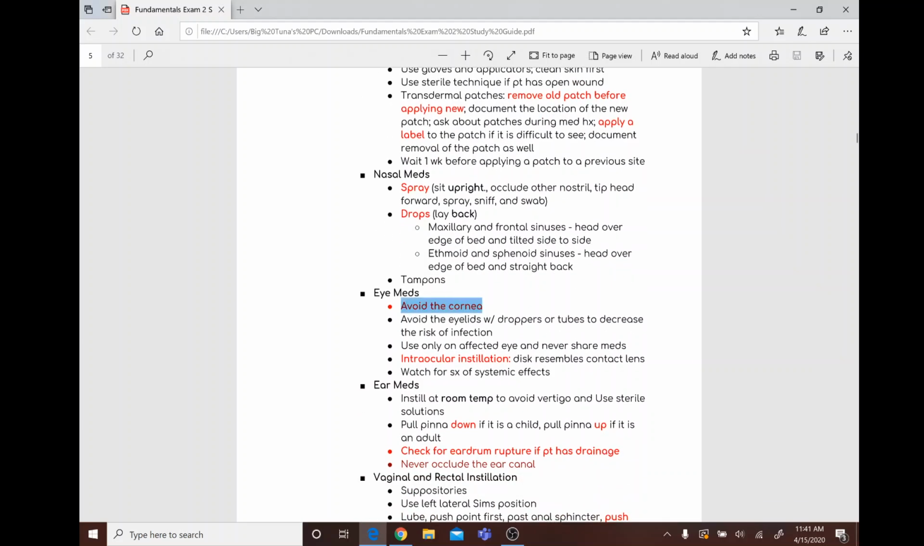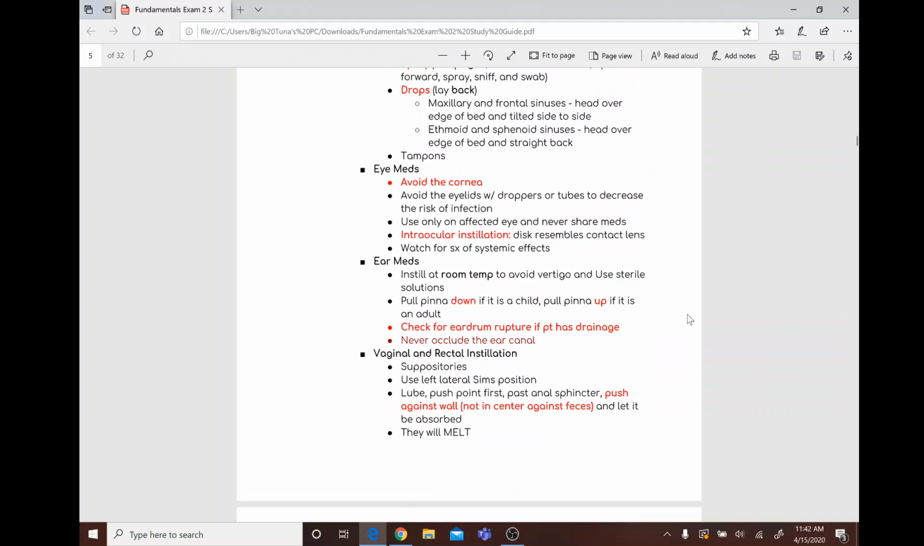All right, what do we need to know about eye meds? Avoid the cornea. Avoid the eyelids with droppers or tubes to decrease the risk of infection. Use only on the affected eye. Never share meds. We got intraocular installation. Disc resembles a contact lens.